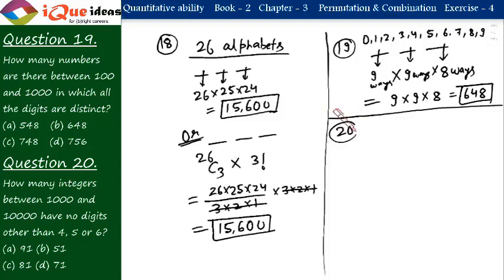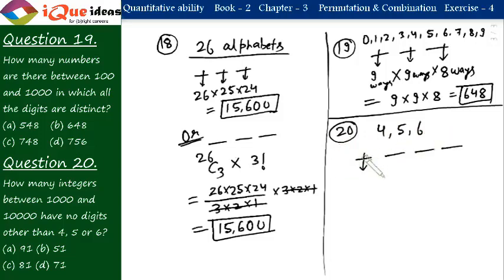Alright, now question number 20. It says how many integers between 1000 and 10,000. Now any number between 1000 and 10,000 would be a 4-digit number, and they should not have any digit other than 4, 5, 6. That means it should have only 4, 5 or 6. Now nothing is mentioned, that means we'll assume that the digits can repeat. Okay, and there are 4 places, so we'll assume repetition is allowed.